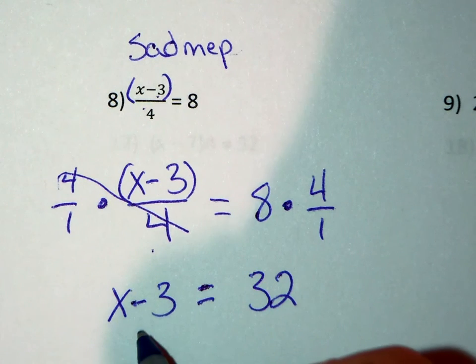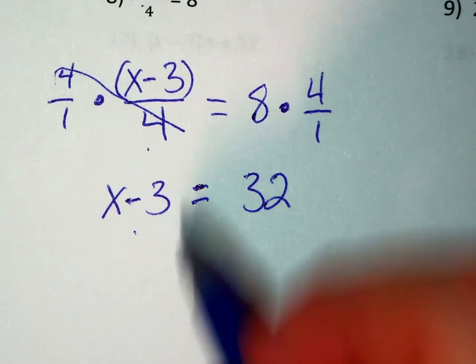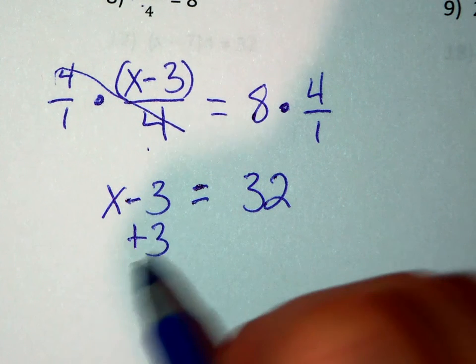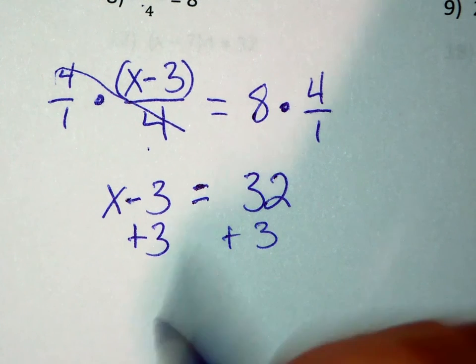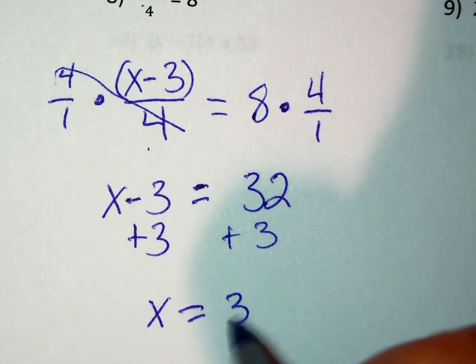And then I can add 3 to both sides. So x would equal 35.